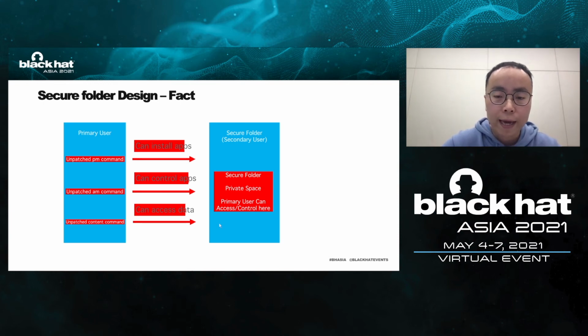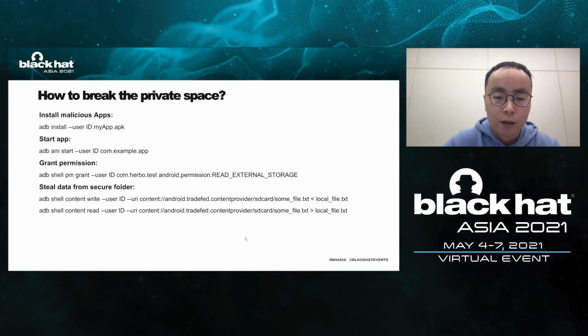The primary user can install and control user-installed apps and access any data in them. So we can break the private space by these commands easily. For example, we can install malicious apps by using the adb install command, start any app by am start, and grant all permissions to any app using adb shell pm grant, and steal data from the secure folder by content write and read commands.